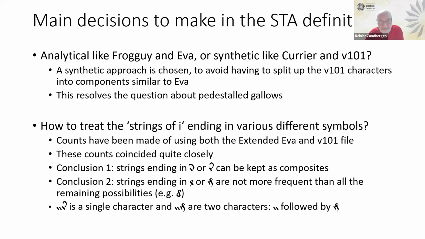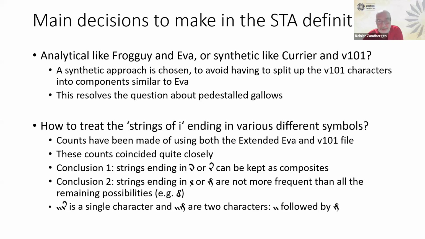The second question was about the strings of I, because here we had a bit more variation. So to resolve this, I counted how many characters existed in the extended Eva and V101 file for the various different strings of I characters. Turns out that these counts coincided quite closely, which was good news. And first of all, it appeared that strings that ended in the Eva N symbol or Eva R symbol are quite frequent and can be considered composites, whereas strings ending in the Eva L or Eva M really were not more frequent than other characters preceded by strings of I.